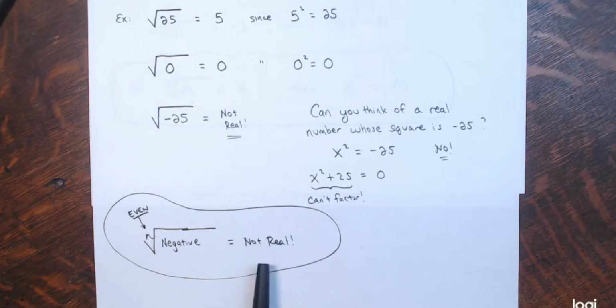Because you can't take a real number, a positive number, raise it to an even power, or take a negative number and raise it to an even power, and get a negative result. That can't happen. All right, so we have lots of things so far.